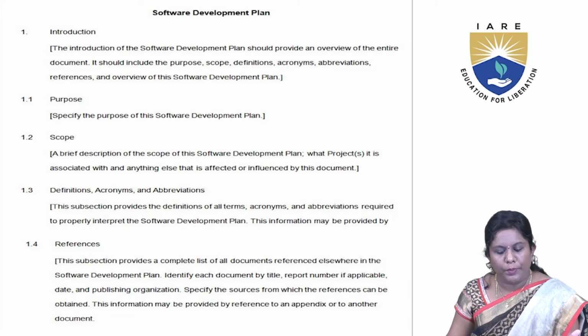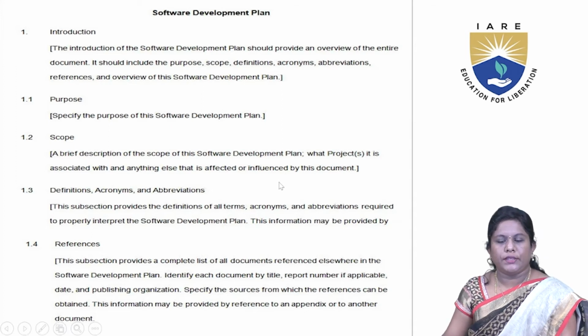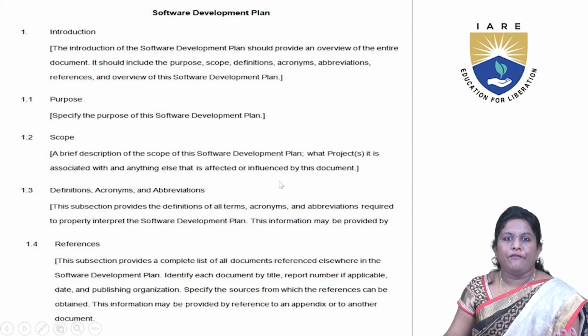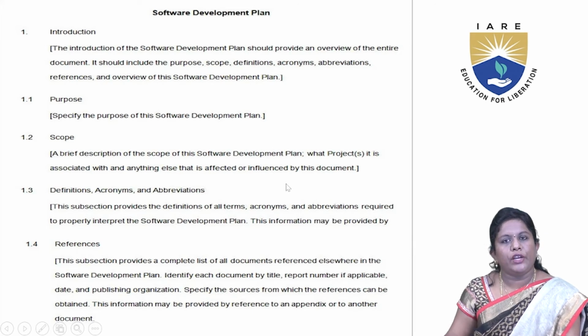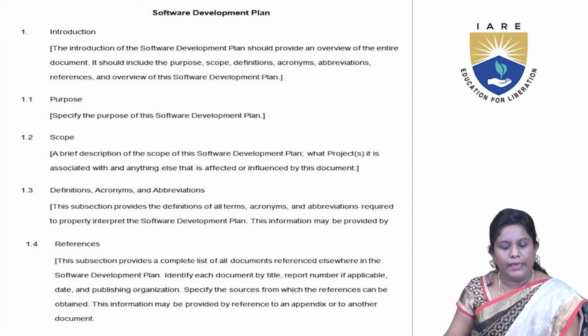Next comes the scope, which tells us about what project it is, how it is associated with something else, and how it is affecting or influencing this particular document. The scope has to be defined. Next, we have to list different definitions, acronyms, and abbreviations. In this plan, the next factor is to define the terminologies, acronyms, and abbreviations that support the information.